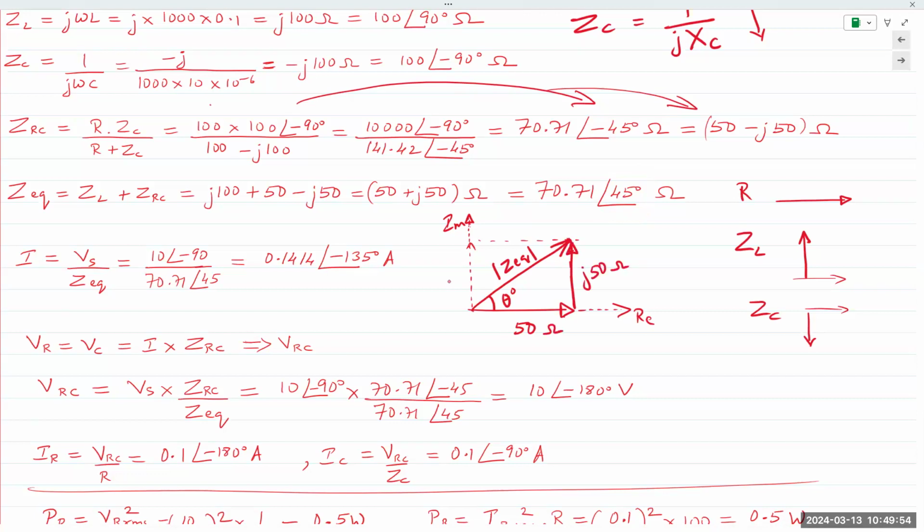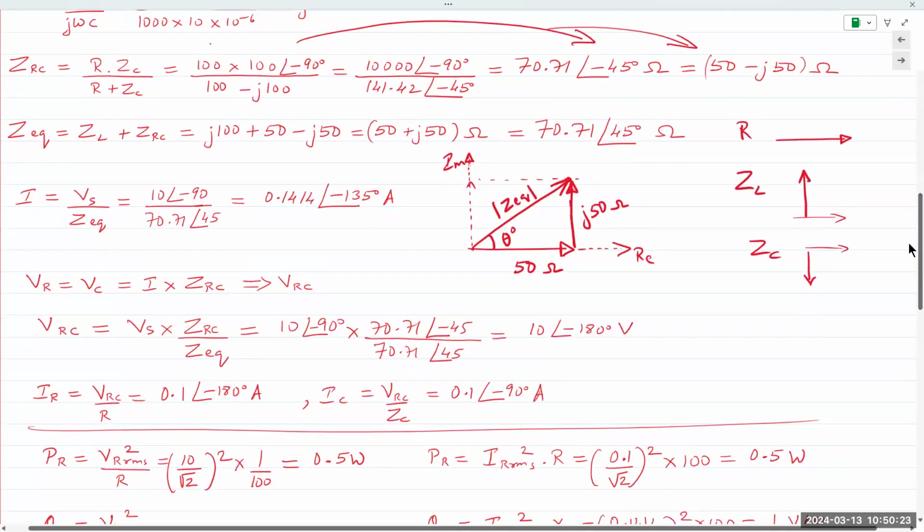It's 50 plus J50, and that gives you the impedance triangle. Again, it's a vector, a complex quantity, right? The projection of that vector on the real and imaginary axes gives you the rectangular coordinates, and the hypotenuse of the triangle and the angle give you the polar coordinates. Anyway, I'm going to move along because we only have about 10 minutes remaining.